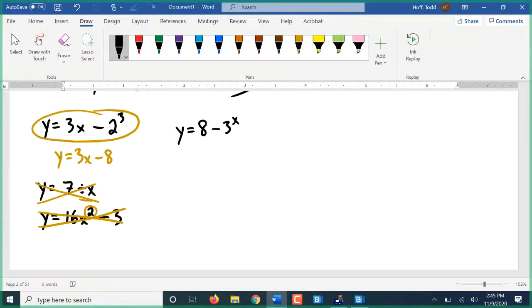Y equals 8 minus 3 to the power of x. Well, the variable is in a power there. So again, not going to form a line.